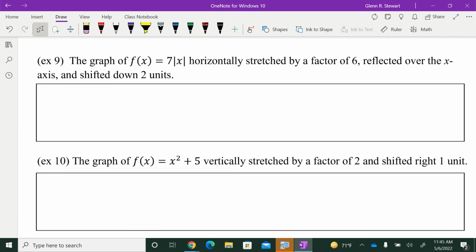So example 9 might be a little bit tricky, but try it first. See if you can create the new equation. And then from there, if you want to try 10, you can go ahead and do so. It's totally up to you.